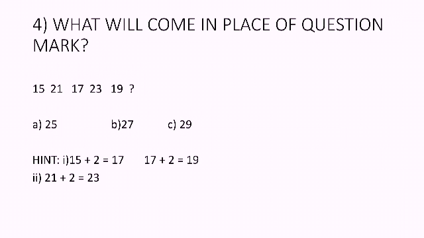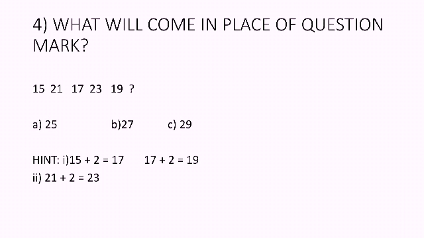So 15 plus 2, 17. Again, with the third number, if you add 2, you are getting 19. That is the fourth number. Now come to the second number, that is 21. With 21, if you add 2, you are getting 23. So now what will come in the question mark?